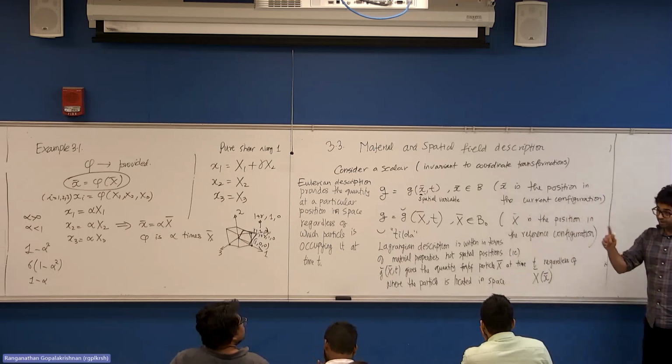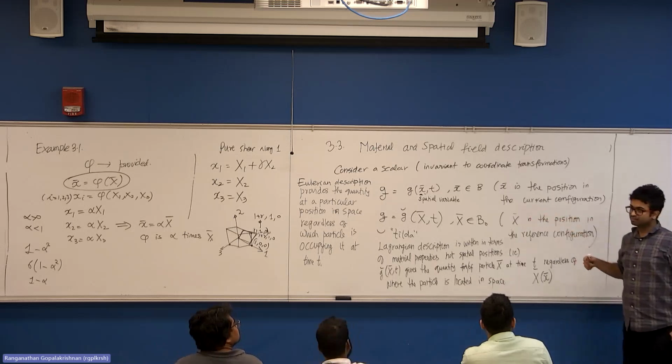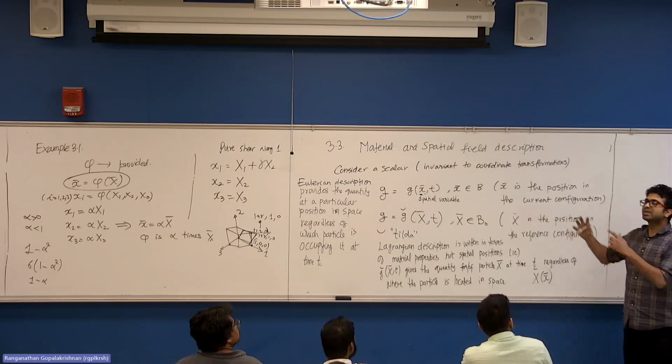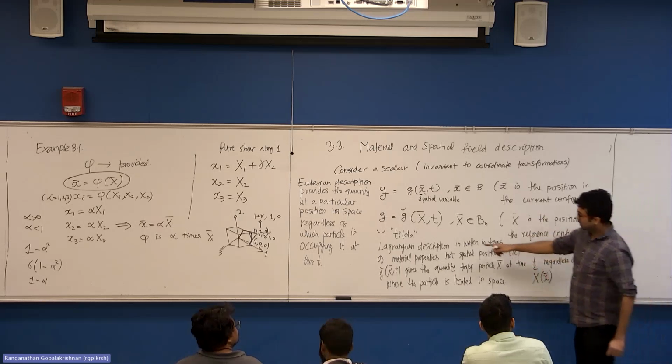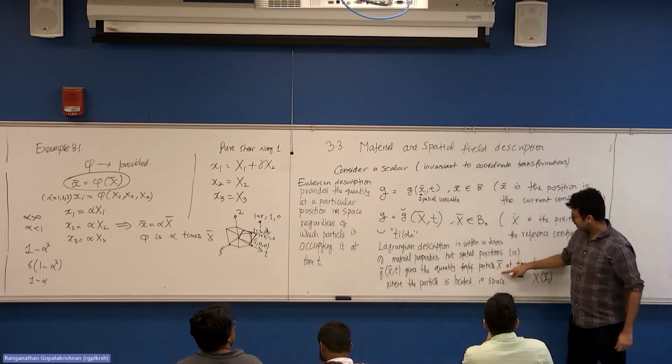X is not one point. X is the location of where all particles are. USA is not just one land, it is wherever USA has territory or France has territory. So this Lagrangian description talks about particle X.